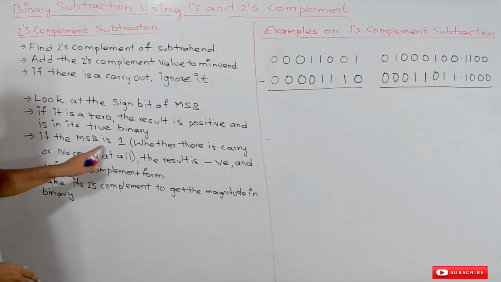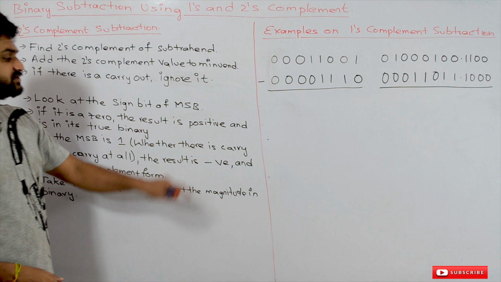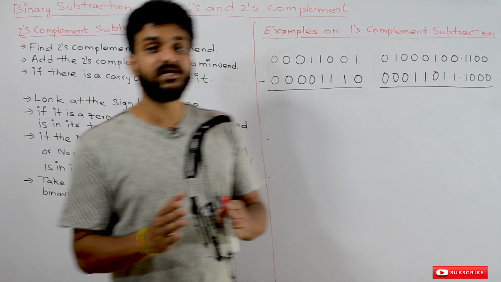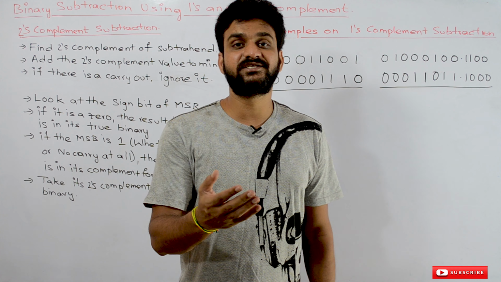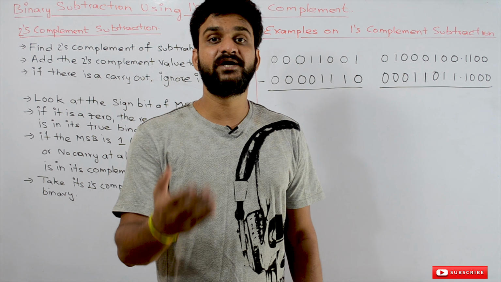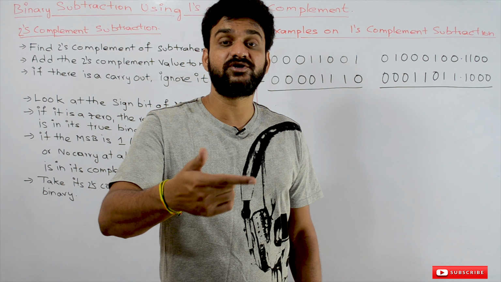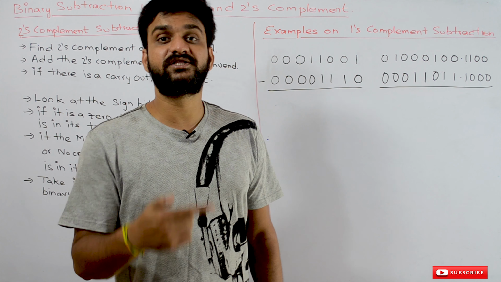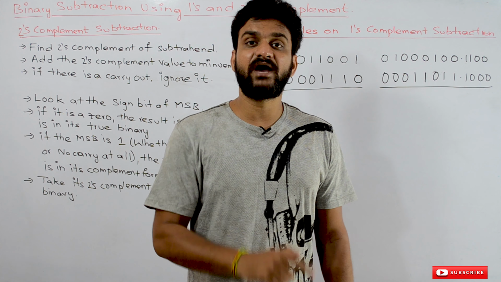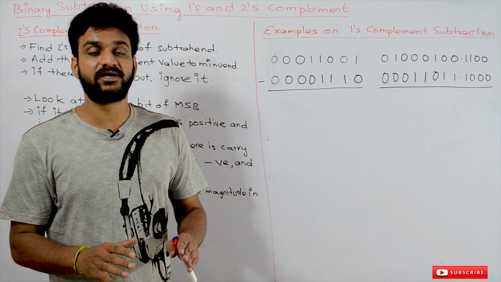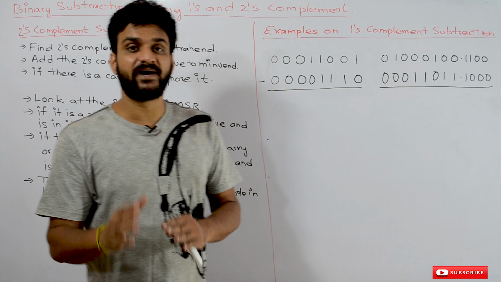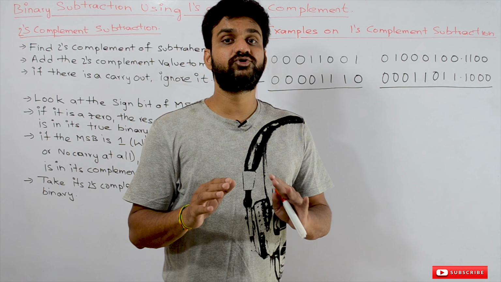If the MSB is 1, whether there is a carry or no carry at all, the result is negative. We have to consider it as a negative number, and it is in its complement form. In order to get the magnitude of that number, we have to find the 2's complement of the number again. So in order to get the magnitude in its binary form, we have to take the 2's complement.